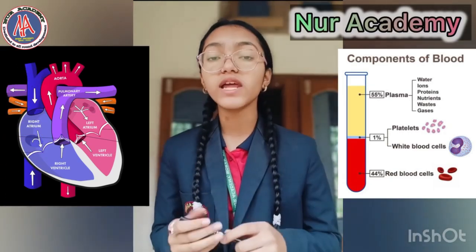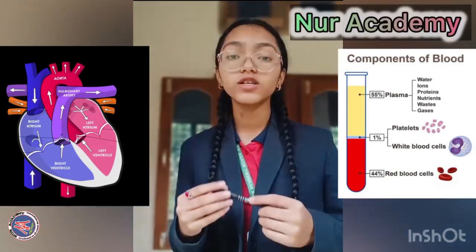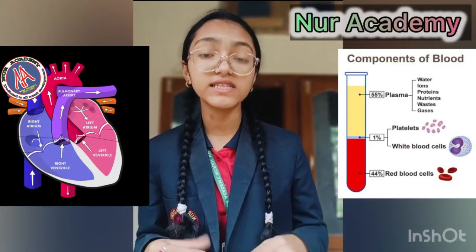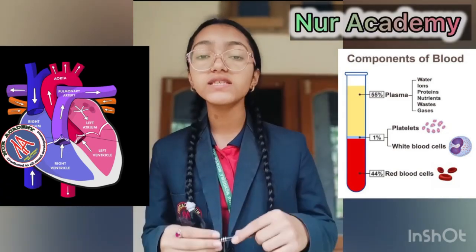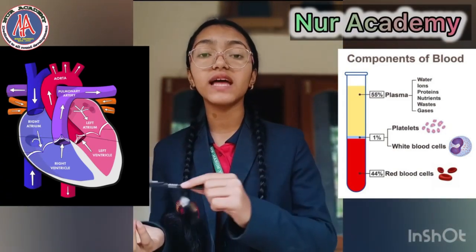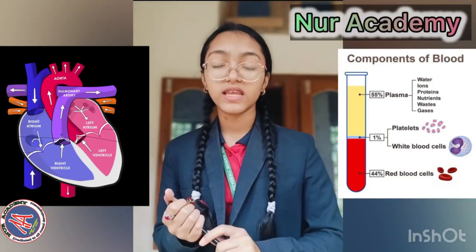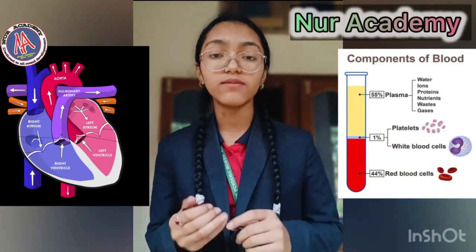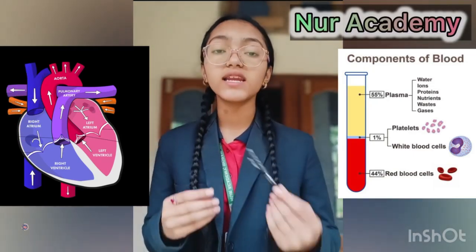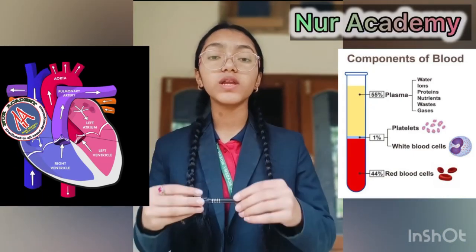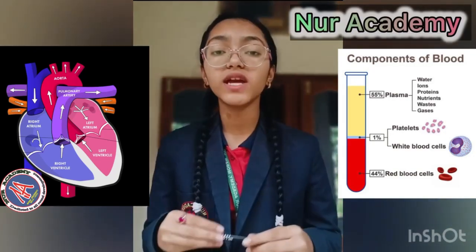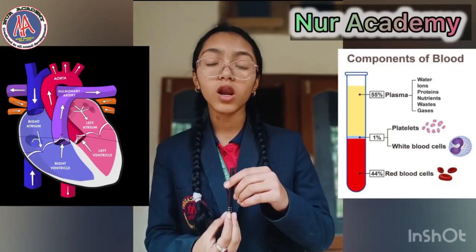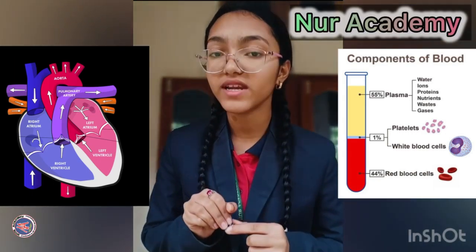And now let me tell you about veins. So veins are those blood vessels that bring blood towards the heart. Veins have thinner walls than arteries, and veins carry deoxygenated blood, that means impure blood, and there is a connection between the arteries and the veins, and the connection is made with small blood vessels that are called capillaries.